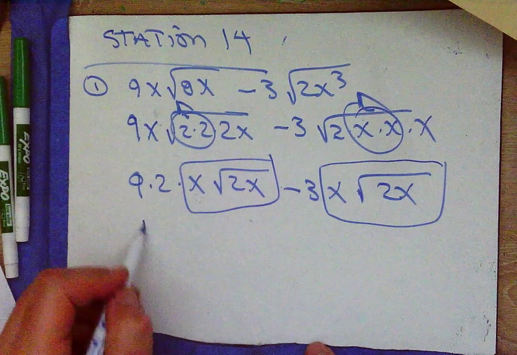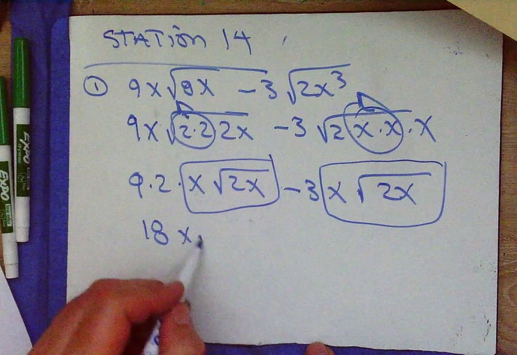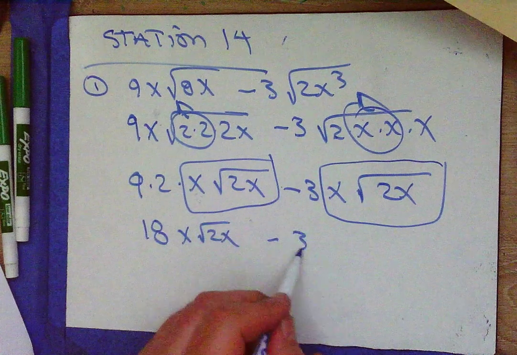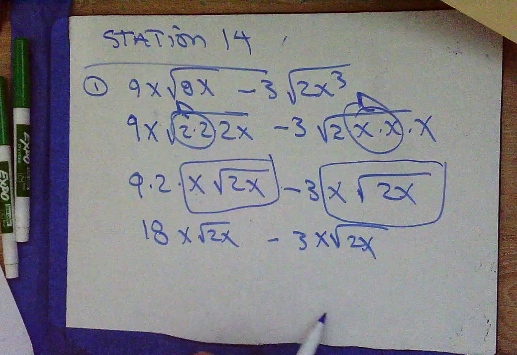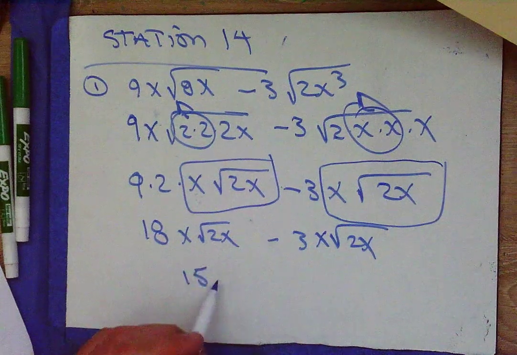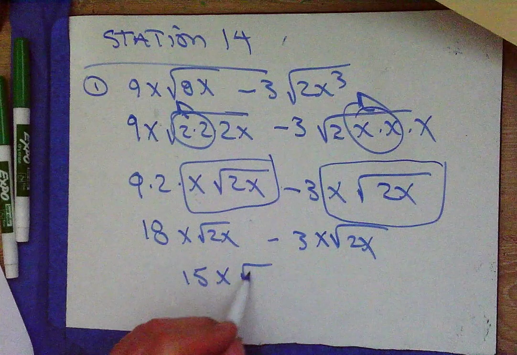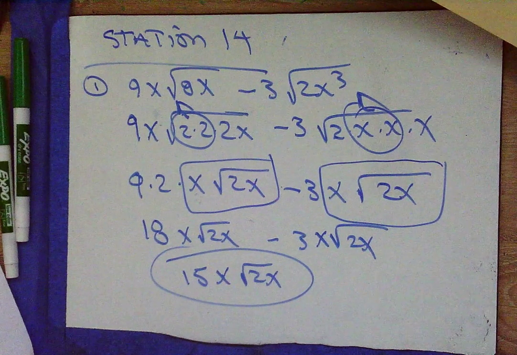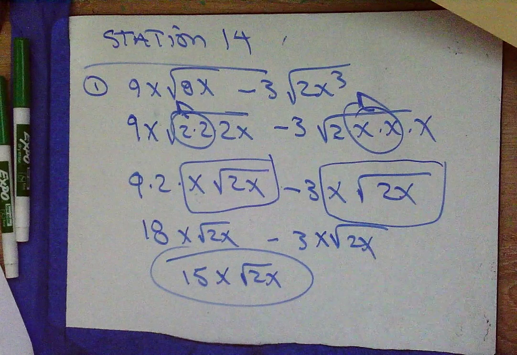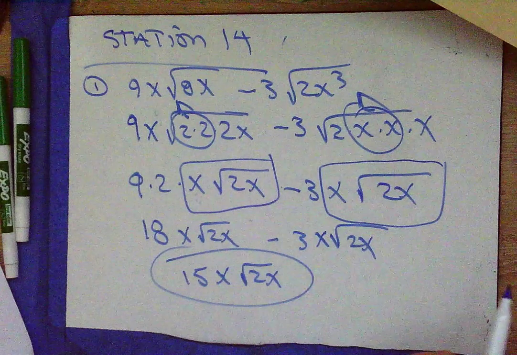So it looks like this is what they have in common. 18 of these things minus 3 of these things gives me 15 of these things. And so there's my answer to number 1 on station 14.